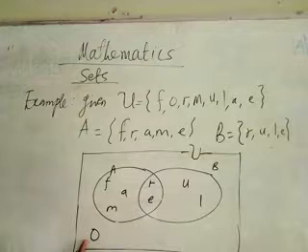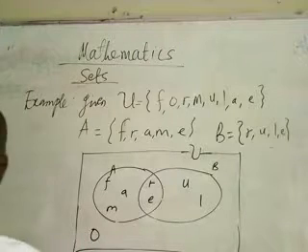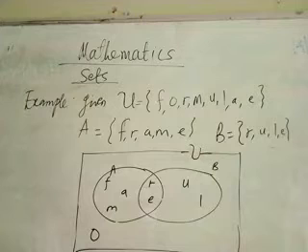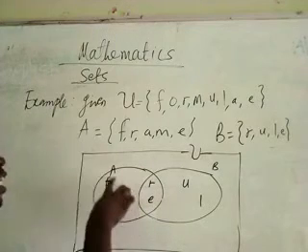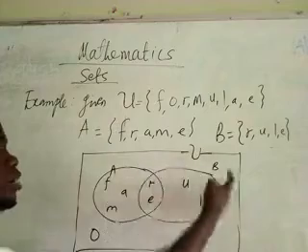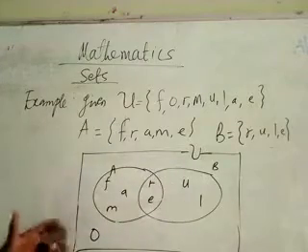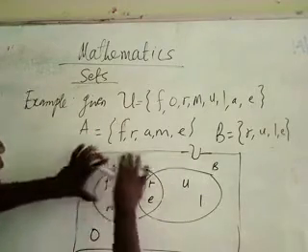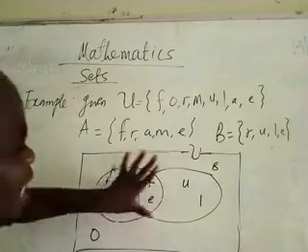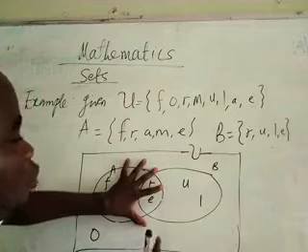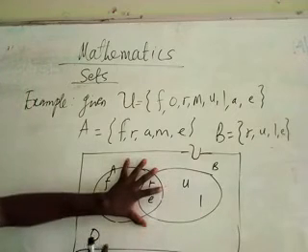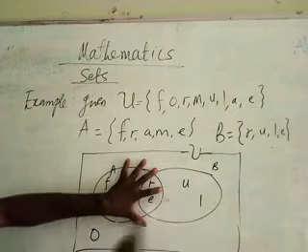Do you understand? So this is how to represent the set in a Venn diagram. So this is the only element that cannot be found in A and cannot be found in B. But if you look at it, what are the elements you cannot find in A? If you take away A here, look at the circle for A. The elements you cannot find in A are U, L and O. Do you understand?